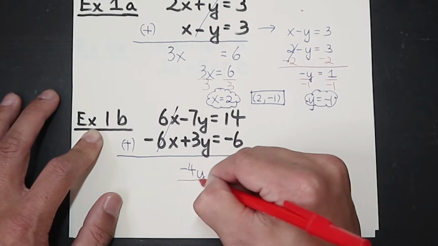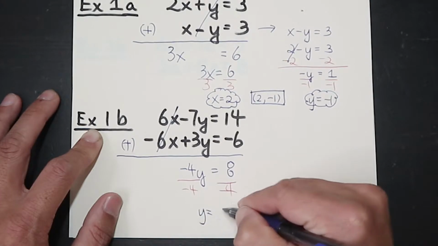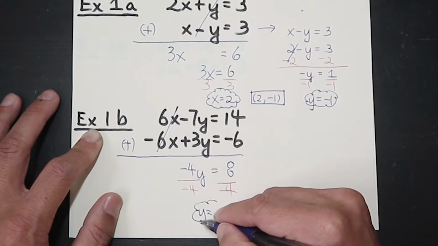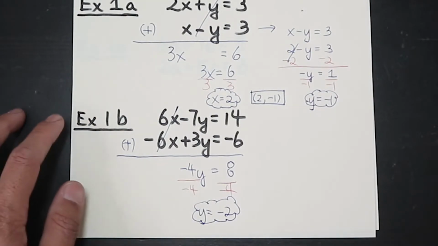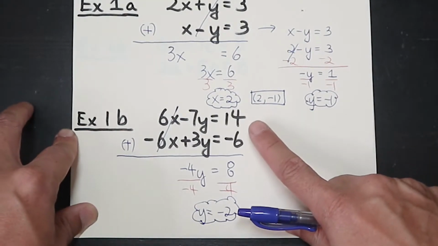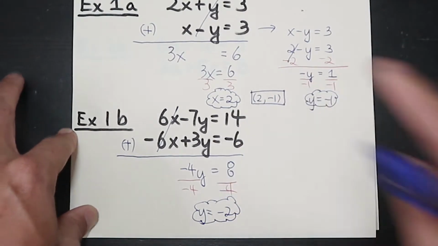So to isolate the variable, you divide both sides by negative 4, and you'll get y is equal to negative 2. Well, you found one of the two answers. And to find the other answer, you simply plug it back into the easiest looking equation. Now, which one seems easier to you?